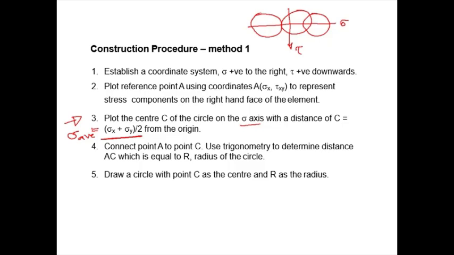Then you plot point A, or you plot either one first, doesn't matter. Plot point A, which is the coordinate for the first point, which is sigma x and tau xy. Okay, plot those points. Once you have A and C, join them together. Join point A and C. And the line AC is equal to the radius of the circle. Then using your drawing tool, with C as the center point and R as the radius, you draw a circle.